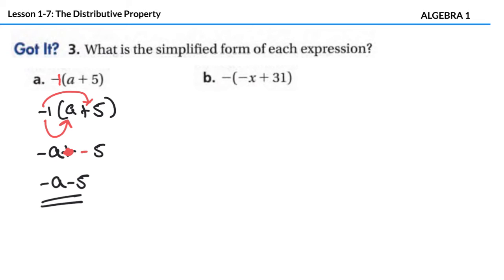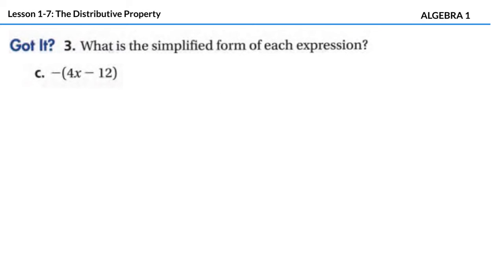Negative times negative x plus 31. So let's open the brackets. Negative times negative x, positive x. Negative times positive 31 is negative 31. That's the answer. Let's try another. Negative times 4x minus 12. So negative times 4x is negative 4x. Then negative times negative 12, positive 12. That's the answer. Let's try another one.